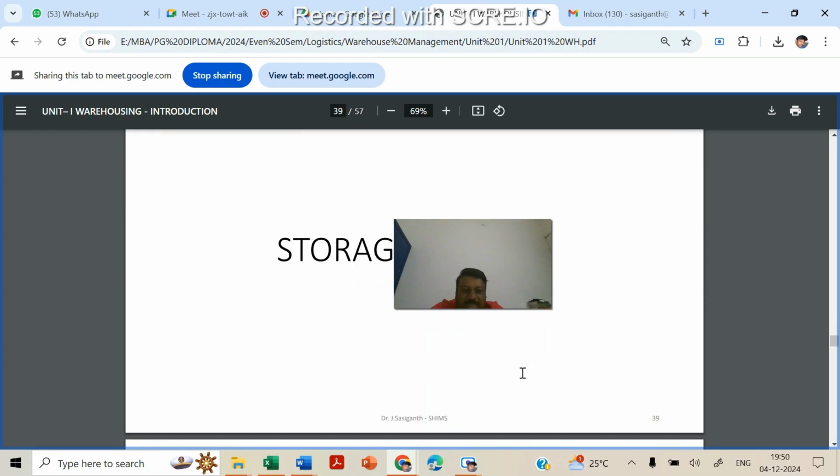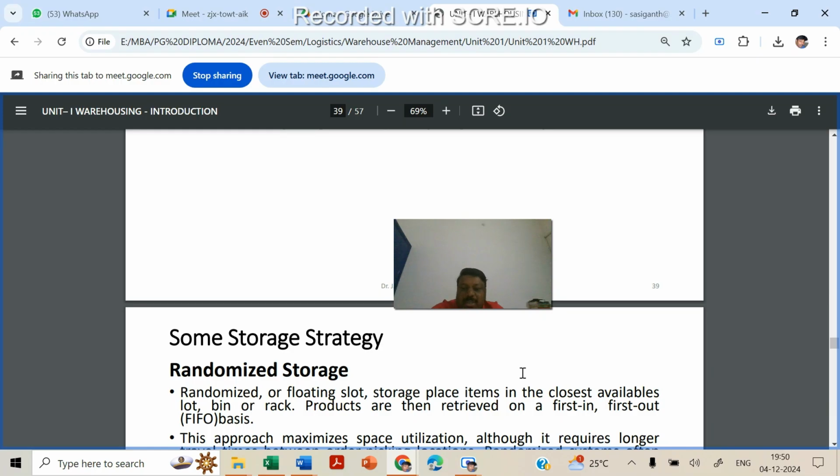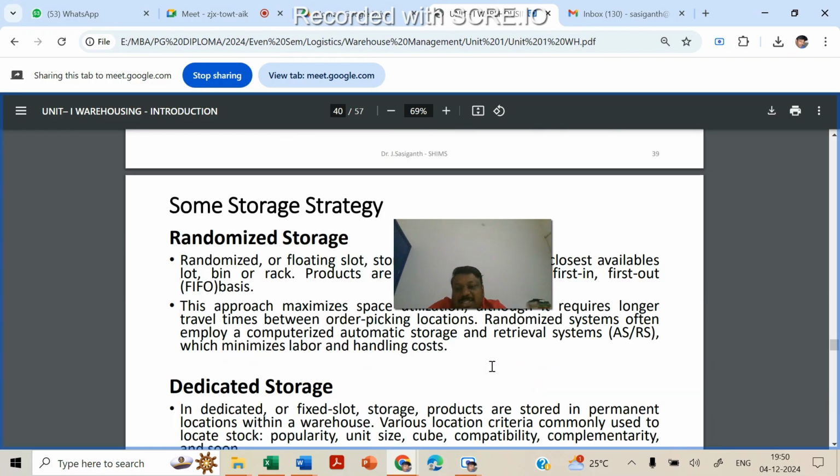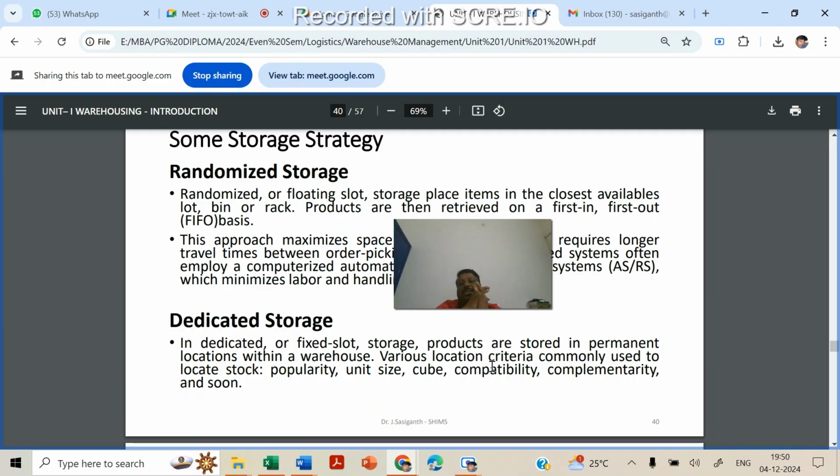Okay, the next one is the storage system. We finish unit one today. Storage system. See, some storage strategies you have. There is randomized storage, or floating slot storage: place items in the closest available slot, bin or rack that we can put in. Then products are retrieved on a first in first out basis. Okay, you call it FIFO. I think you have already gone through this term FIFO. Okay, first in first out.